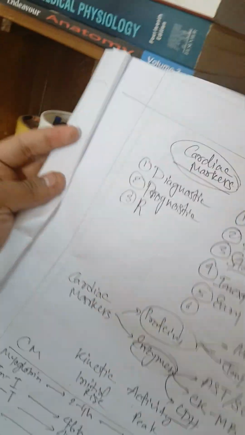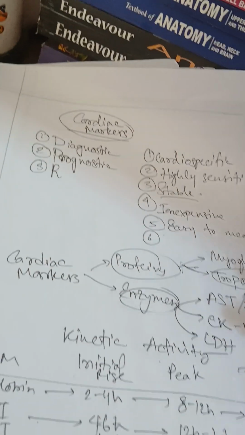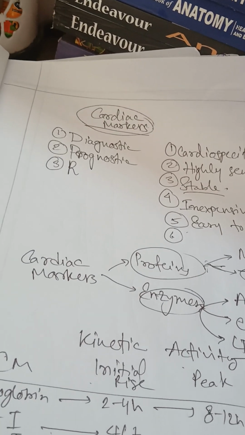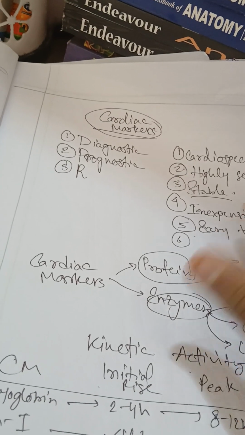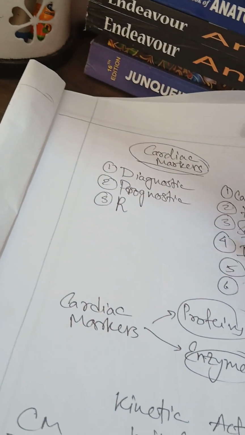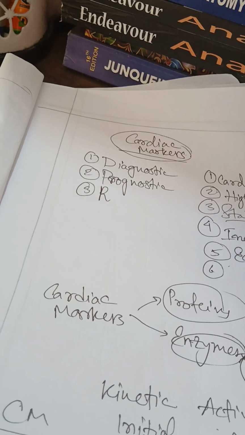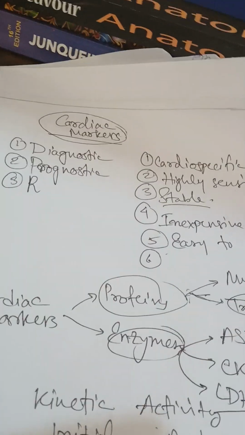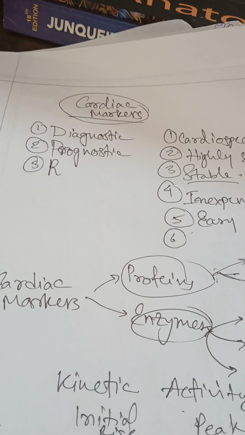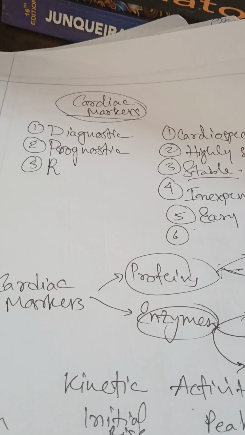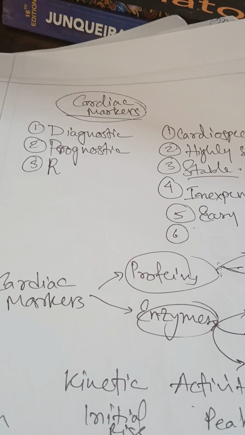So this is all about cardiac markers. The basics about the cardiac markers, let me recapitulate. What is a cardiac marker? Intracellular proteins and enzymes that are released into the bloodstream due to the damage of the heart. They show an initial rise in concentration, reach a peak point, and then gradually decrease, and the concentration becomes normal. Now, diagnostic, prognostic, and risk stratification of heart disease. These are the clinical uses of cardiac markers.